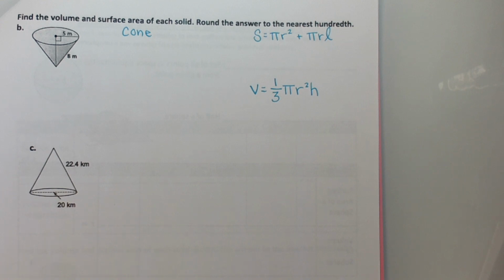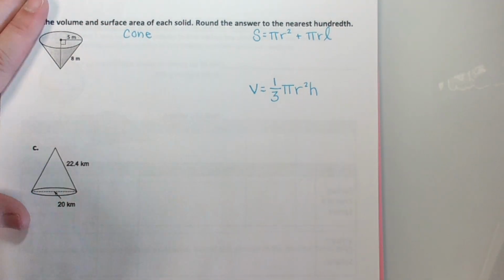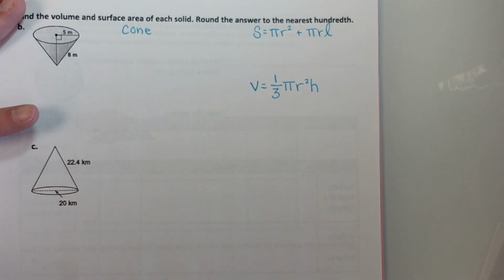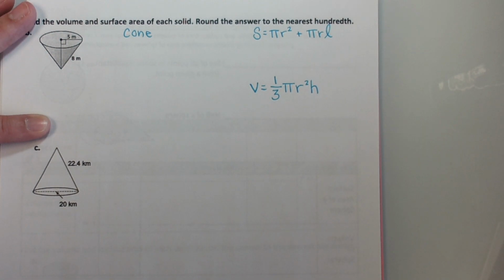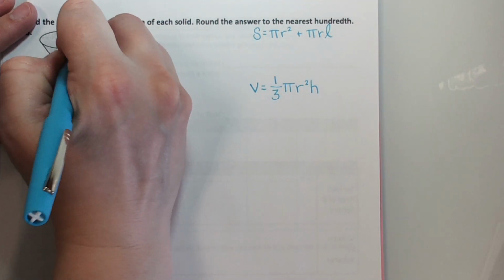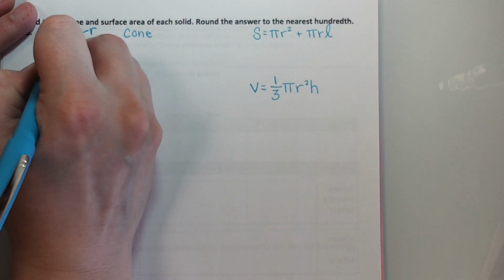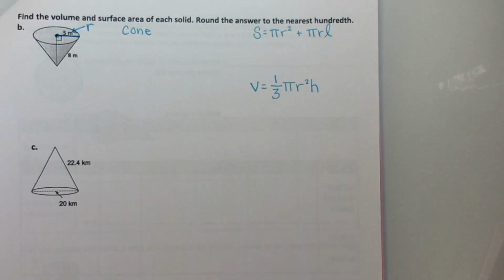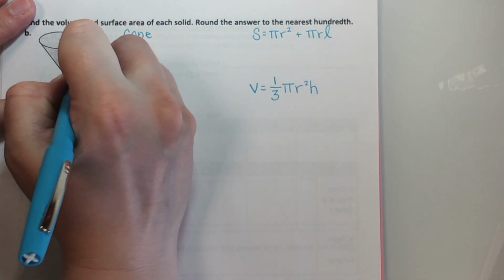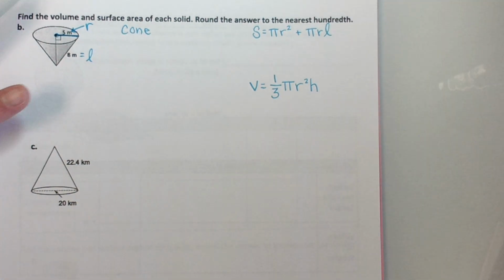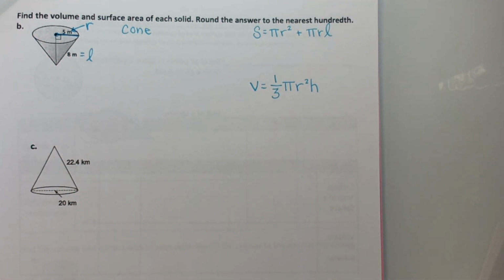Jocelyn, what measurement do you see first? Tell me what one of these numbers represents. 5 is radius because it's going halfway across the circle. I didn't give you the diameter this time. Jasmine, what about the 8? That is the slant height. Are we missing something? The true height.